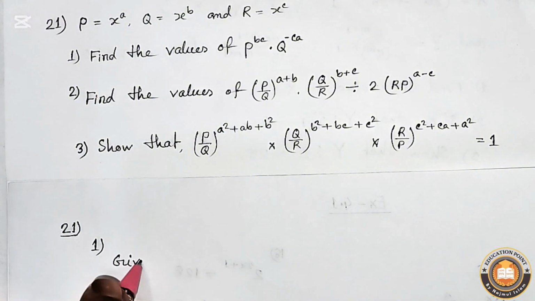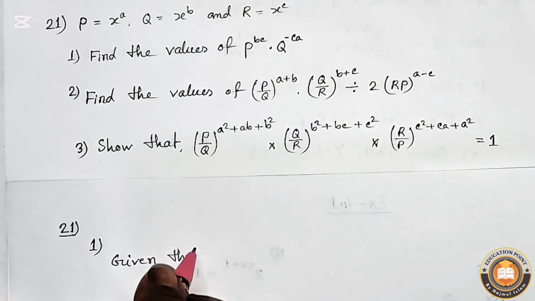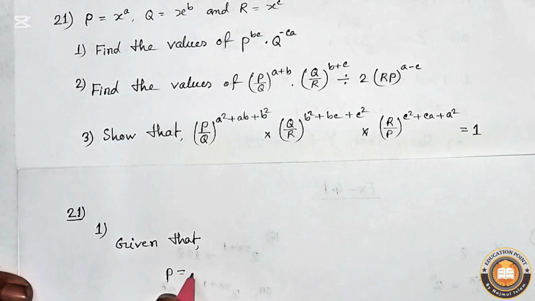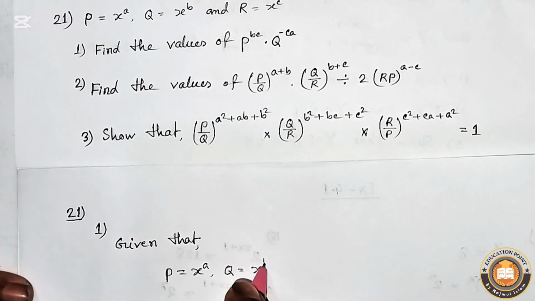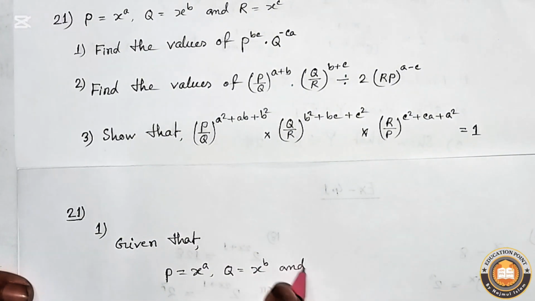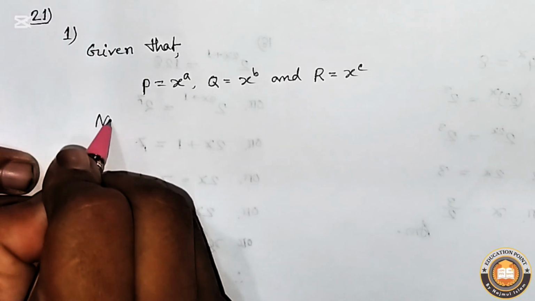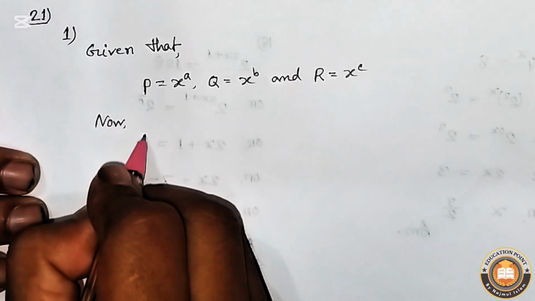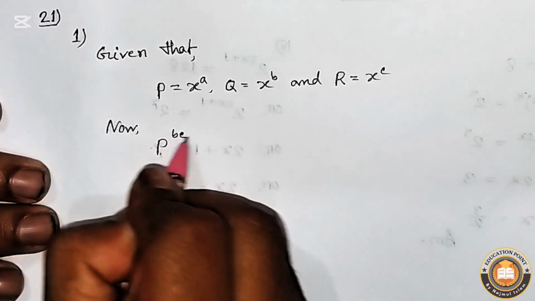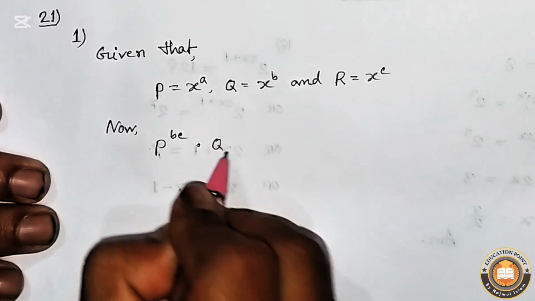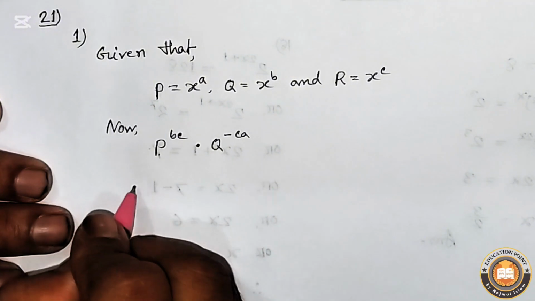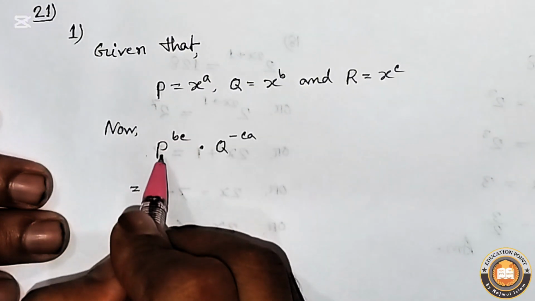Given that p equal x power a, q equal x power b and r equal x power c. Now p power bc into q power minus ca. Now the value of p is put here.